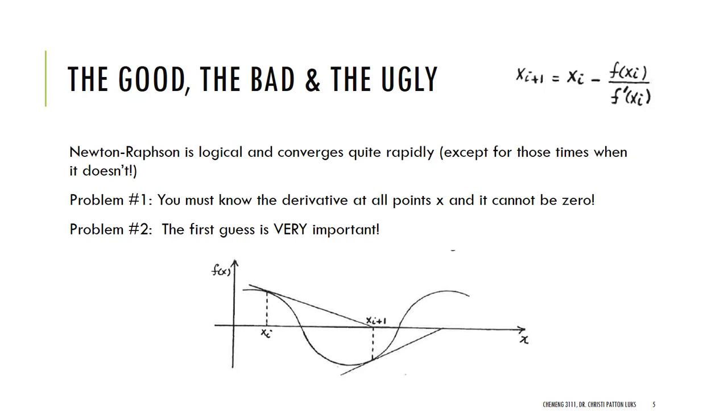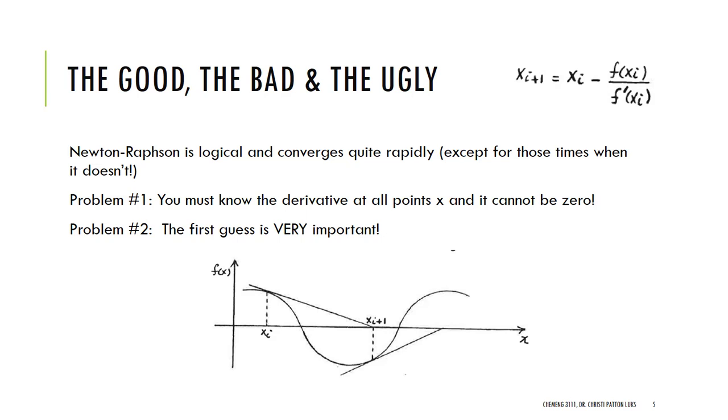Well, supposedly. Really, this is very logical mathematically, and it converges very rapidly, except for those times when it doesn't. So what can go wrong? Well, if we look at this expression here, it's nice because it only requires knowing one fixed point, but I have to have an analytical expression for my function and its derivative. So I have to be able to take the derivative. And worse than that, the derivative is in the denominator. So the denominator can't be 0. The slope can never be 0.